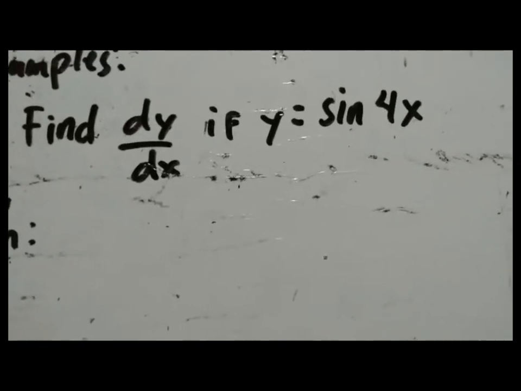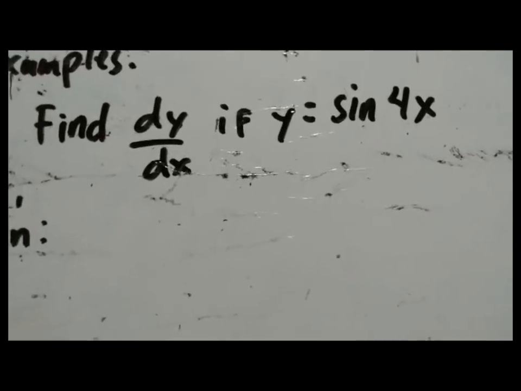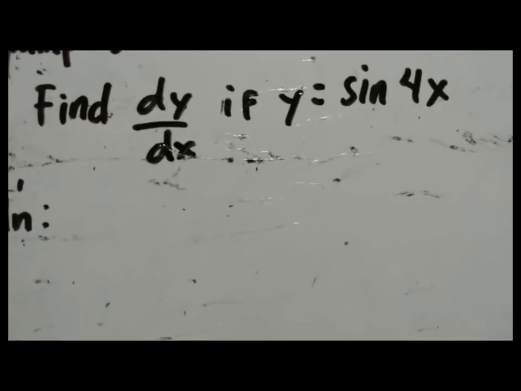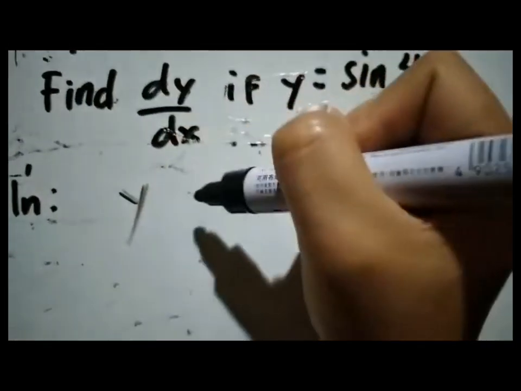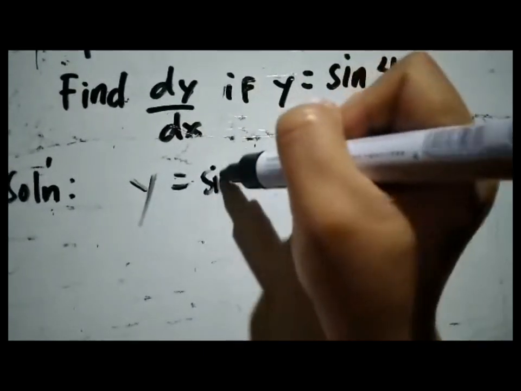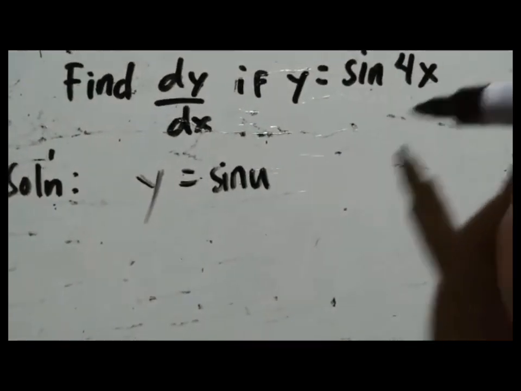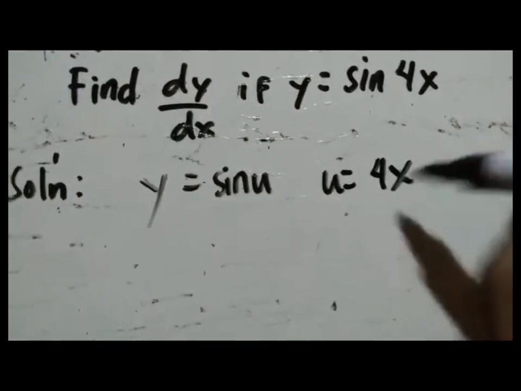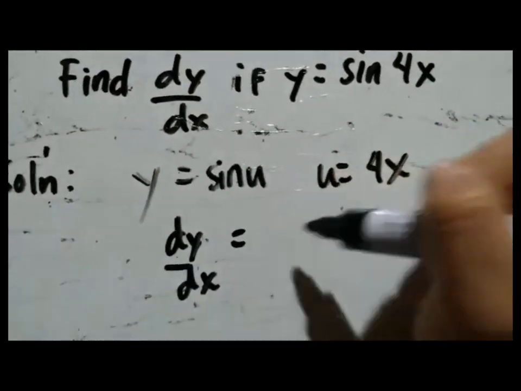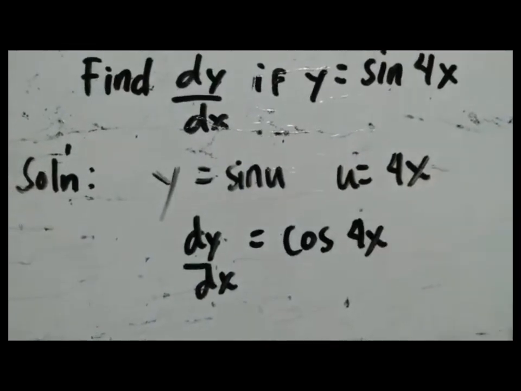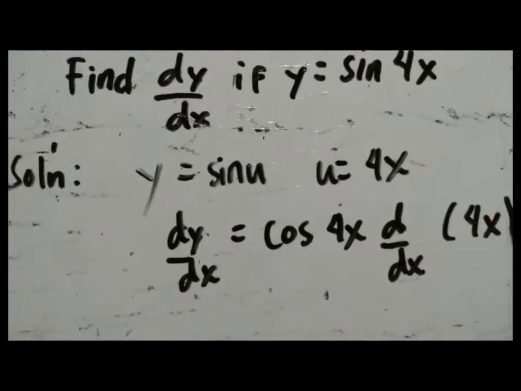We have example number 1. We're going to find dy over dx if y is equal to sine 4x. So we note that y equals sine 4x takes the form y equals sine u, where our u here is 4x. And hence our dy over dx is equal to cosine 4x times d over dx of our u, which is 4x.